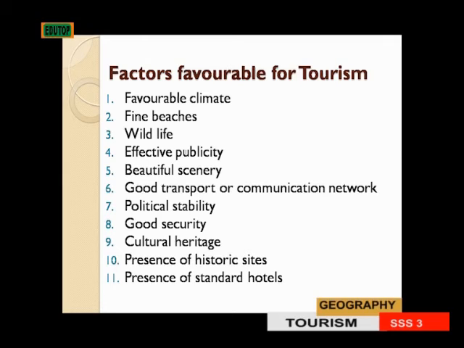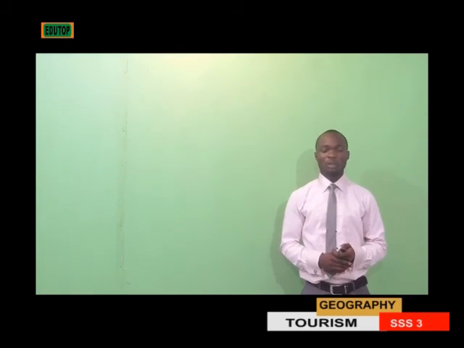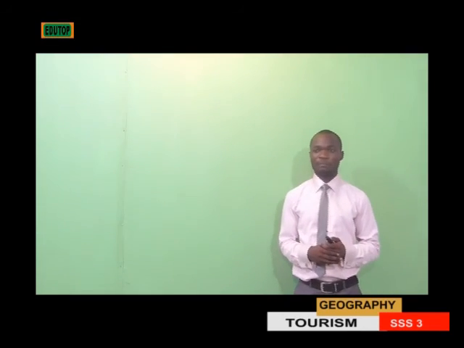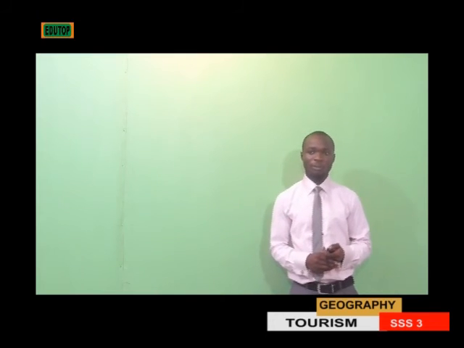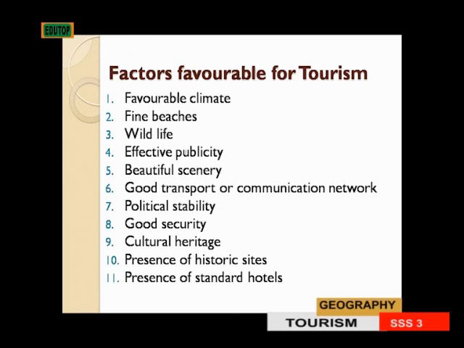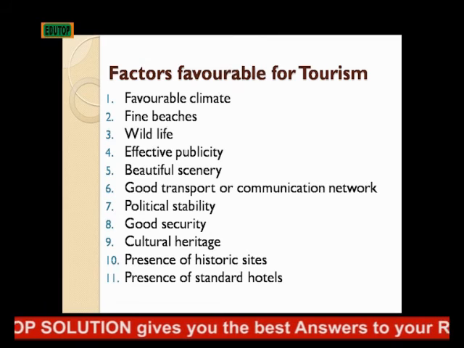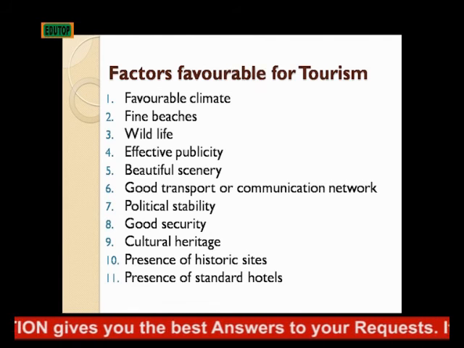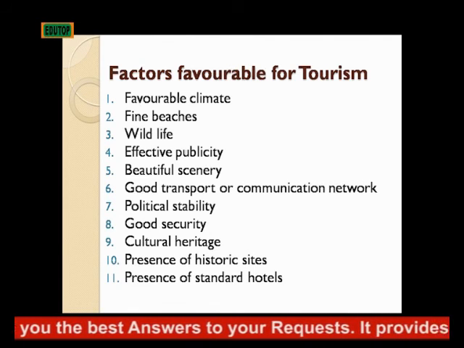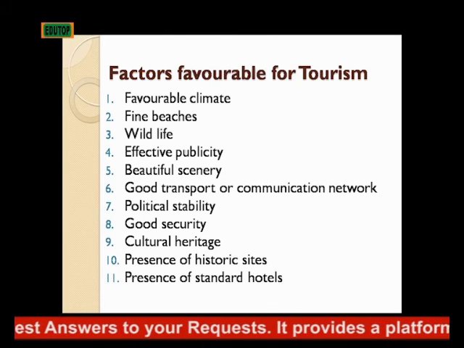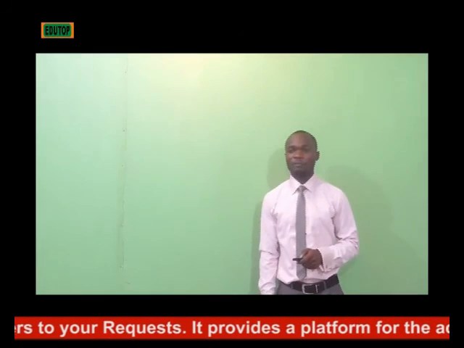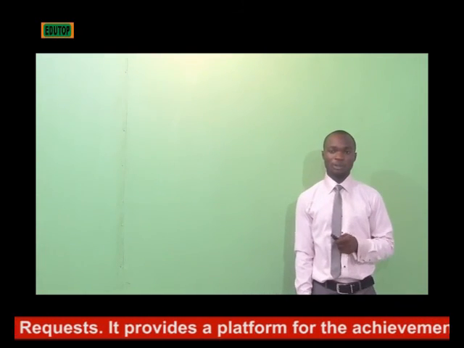Good transportation and communication network. We may know that there is something in this area, but if that area is not accessible, there is no good transportation network, how do we access the place? How do we get there? So that's another factor that is favorable for tourism. Now, political stability, good security, cultural heritage, presence of historic sites, and presence of standard hotels in an area are factors that are favorable for tourism.